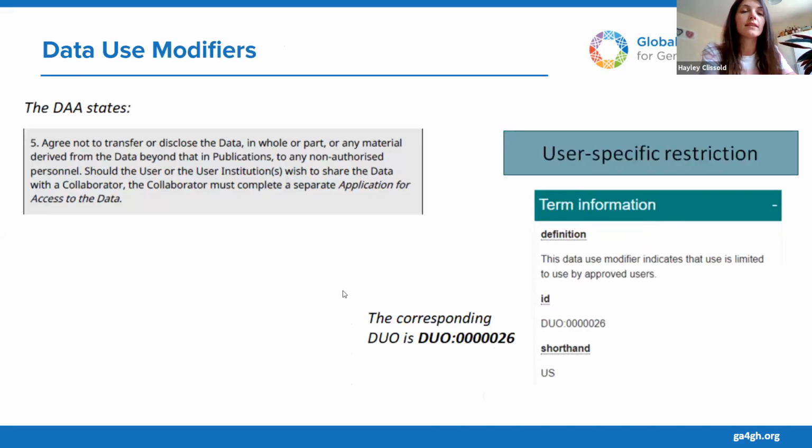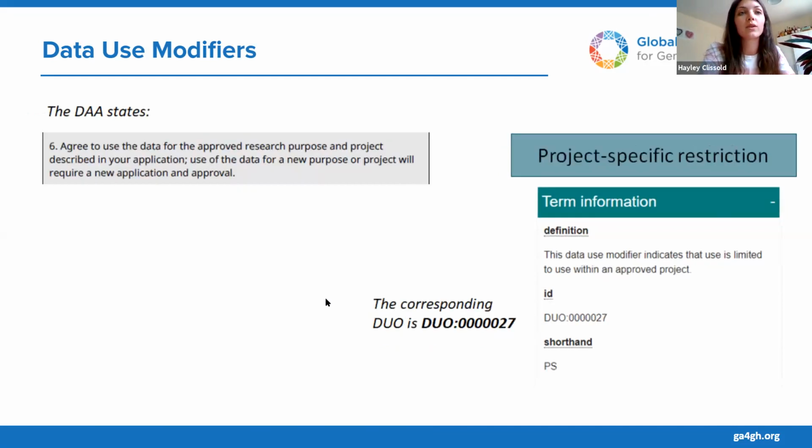So moving on to the modifiers, another clause that we have in some agreements is that the user agrees not to transfer the data to anybody who's not listed as an authorized user on the agreement. So this maps onto the user-specific restriction, DUO 26, which indicates that the use is limited to use by approved users. Next slide, please. Similarly, another clause is that the user agrees to use the data for use in an approved research project, which is outlined in the application process. So in this case, we would use DUO 27, which indicates that the use is limited to a particular approved project. Next slide, please.